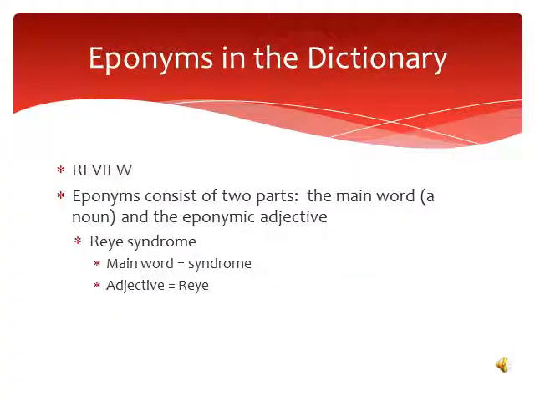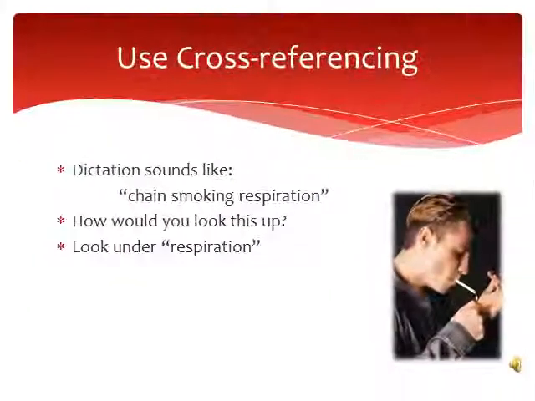Also, as a review, remember that our eponyms consist of two parts. We have the main word or the noun, and then the adjective, which is the eponym itself, or the name itself. So Reye syndrome. Remember that when you're looking these up and you're not sure how they're spelled, syndrome in this case is a lot easier to spell than Reye or Ray or however they're saying it. You might be like, what are they saying here, and what is it? I don't understand them. Look up syndrome and scan through the list, and you will hopefully find Reye there. And this is called cross-referencing.